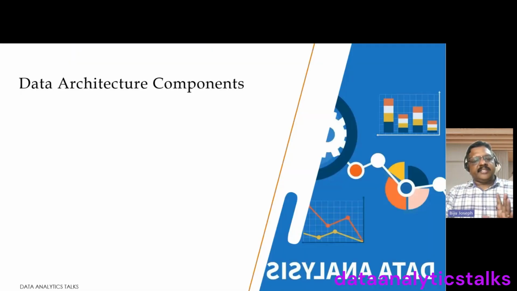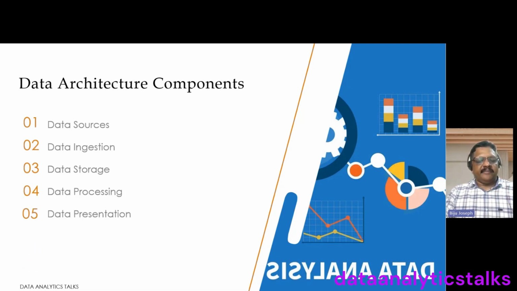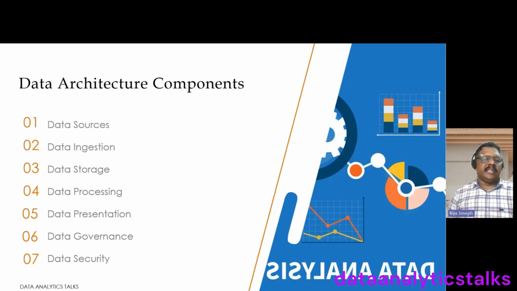Next are the components of data architecture. Number 1, data sources. Number 2, data ingestion. Number 3, data storage. Number 4, data processing. Number 5, data presentation. Number 6, data governance. Number 7, data security. So data sources, data ingestion, data storage, data processing, data presentation, data governance, and data security are the 7 components of data architecture.